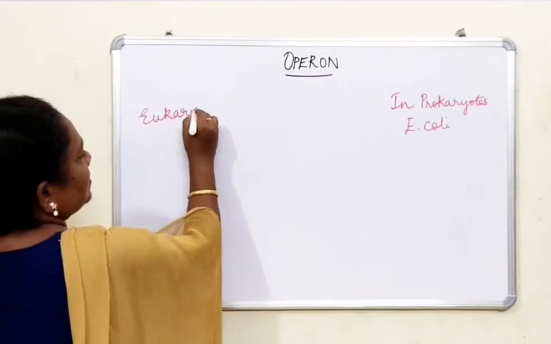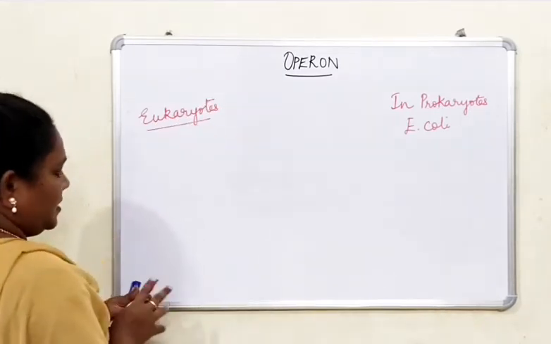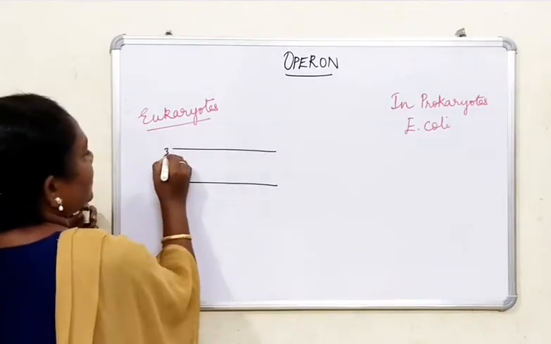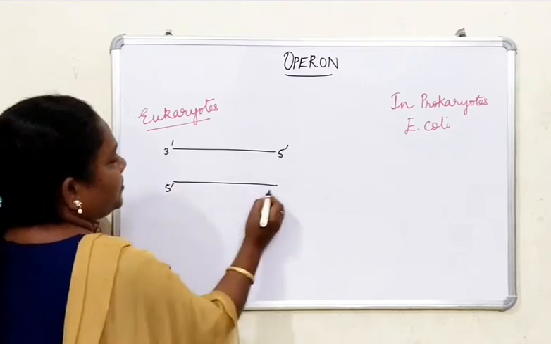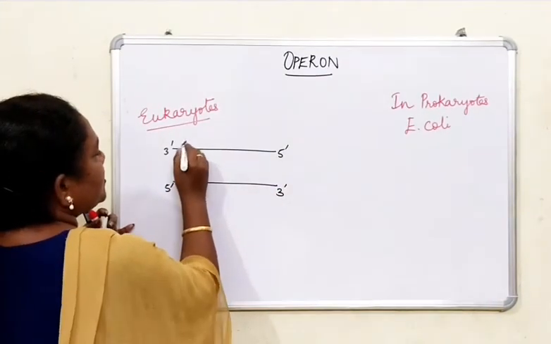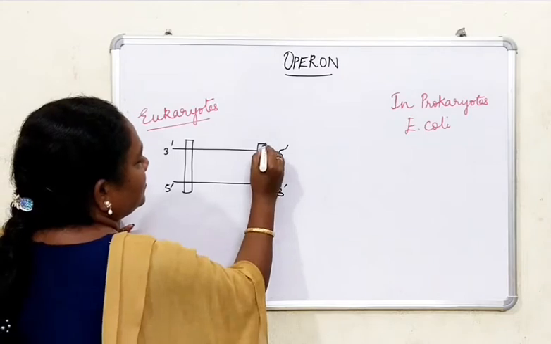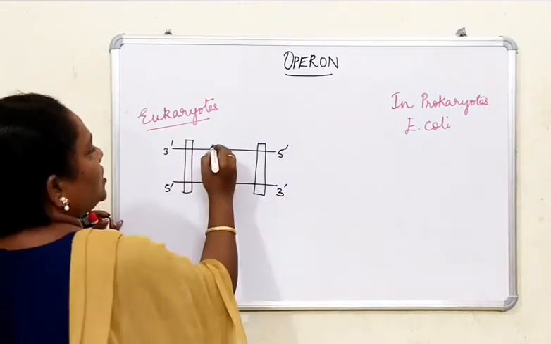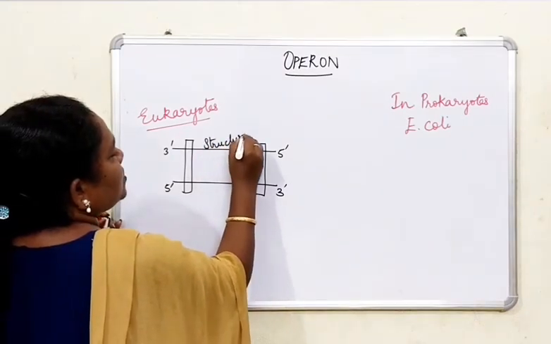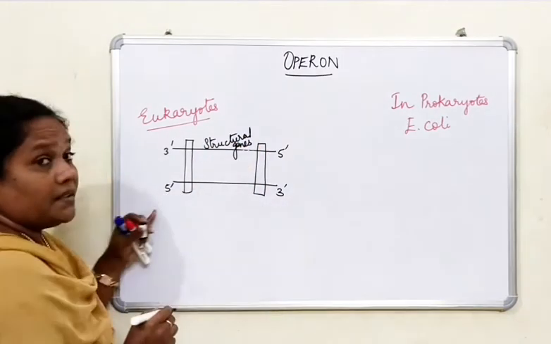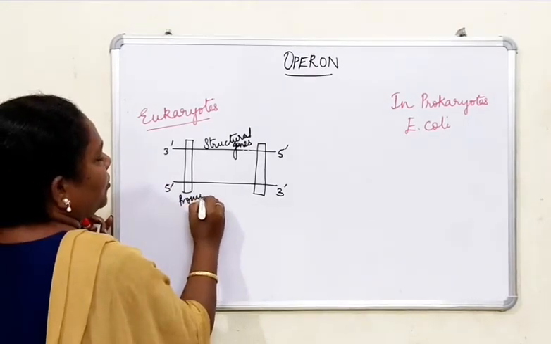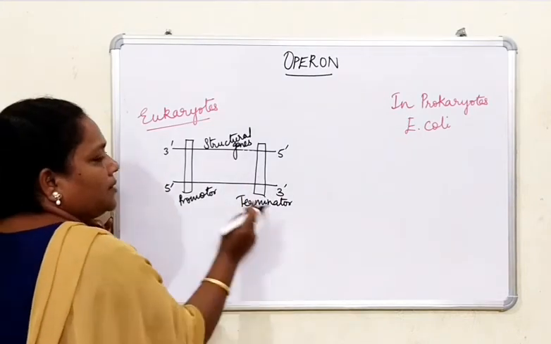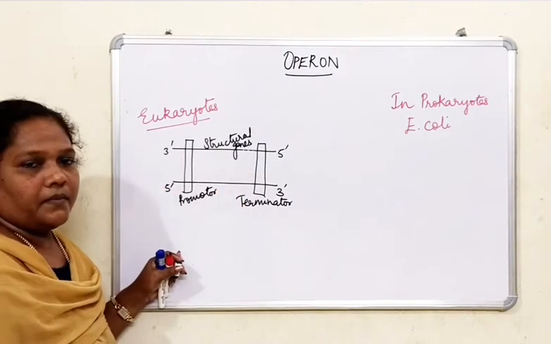Eukaryotes. Eukaryotes, what did we learn? We have learned that in the transcription unit, if this is the transcription unit, 3' to 5' is the template strand and 5' to 3' is the coding strand, and we have this promoter, right, and the terminator. So in between the promoter and the terminator, you call this as structural genes. What do you call this as? Structural genes. Where it is present? In between. So this is the promoter and this is the terminator. So in between the promoter and the terminator, structural genes are present.